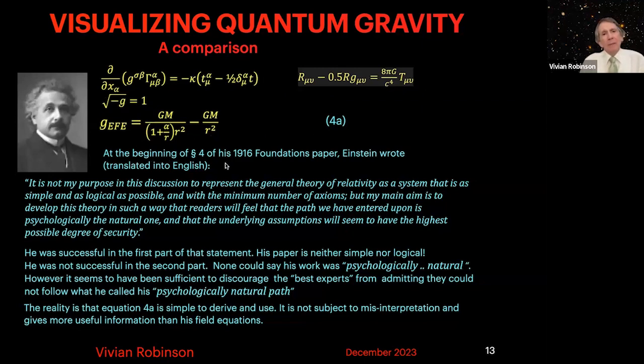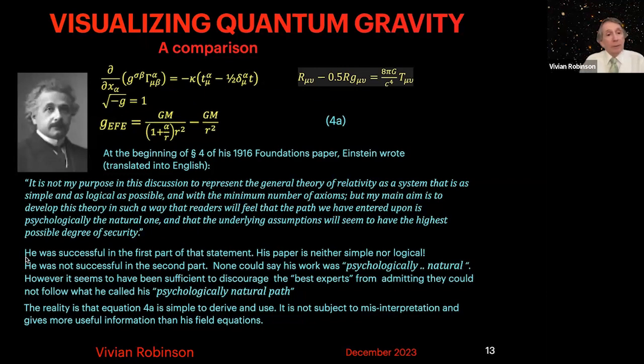Now, at the beginning of section 4 of his 1916 Foundations paper, Einstein wrote, which is translated into English, "It is not my purpose in this discussion to represent the general theory of relativity as a system that is as simple and as logical as possible, and with the minimum number of axioms. But my main aim is to develop this theory in such a way that readers will feel that the path we have entered upon is psychologically natural and that the underlying assumptions will seem to have the highest possible degree of security."